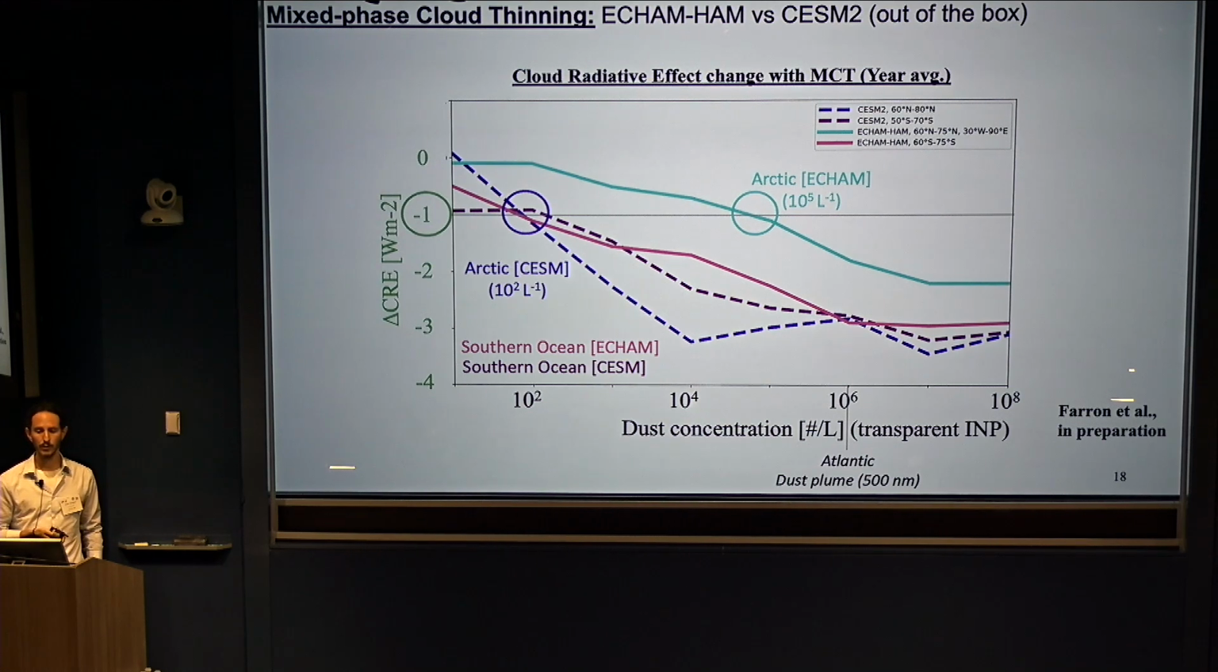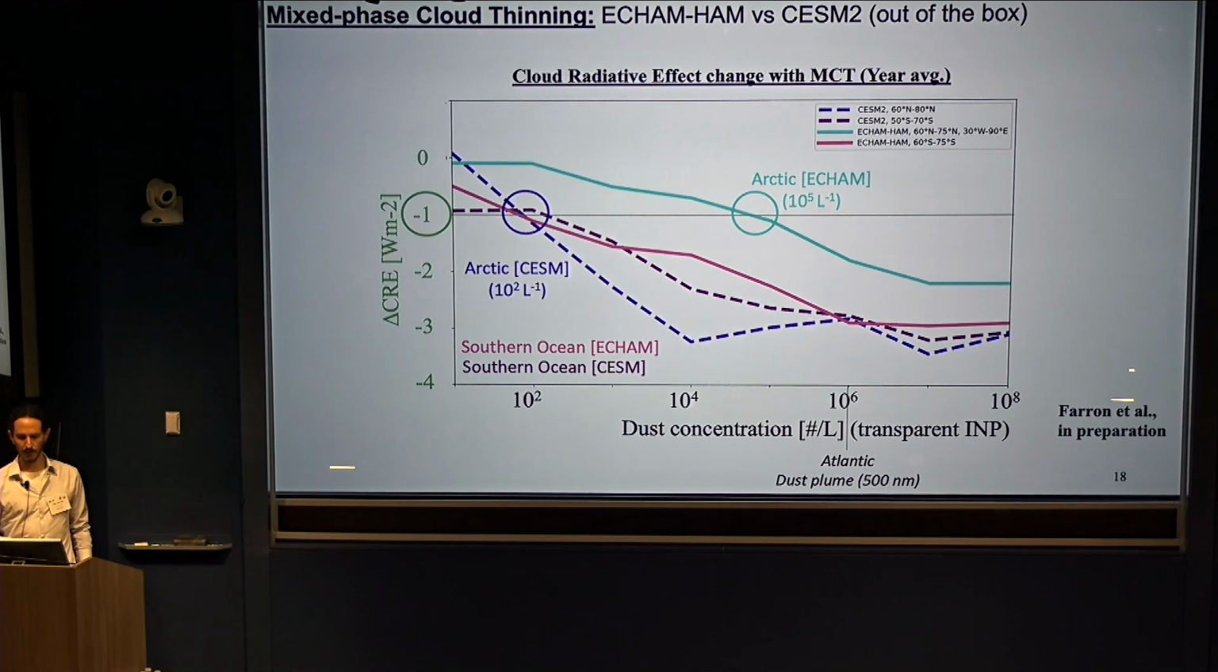So this goes to show just how important it is to think about orders of magnitude of uncertainty. These are two models that are used for climate studies regularly, yet they differ by almost 3 orders of magnitude on how many INPs you will need to get a watt of cooling in the Arctic Ocean.